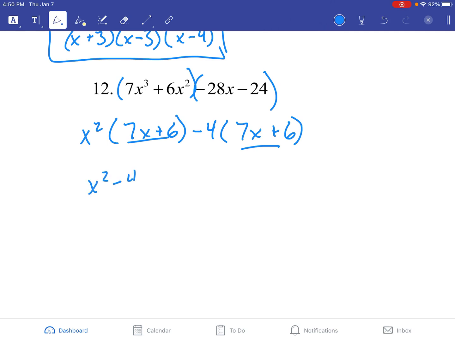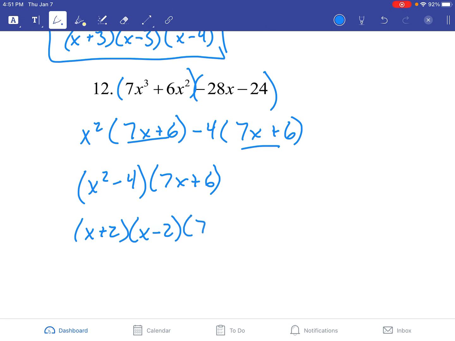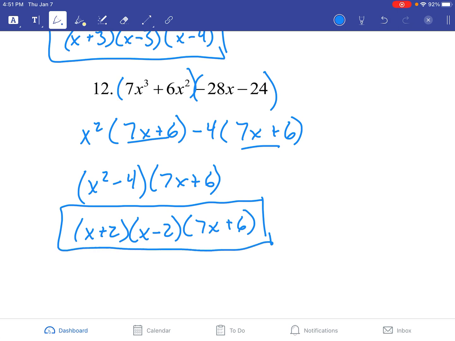We have x squared minus 4 and 7x plus 6. Now again, looking at the x squared minus 4, that is the difference of two squares, so we can have x plus 2, x minus 2, and then we still have the 7x plus 6. And that is the factorization for number 12.